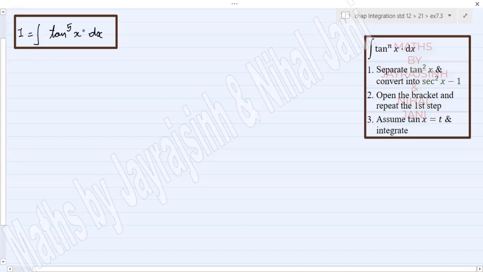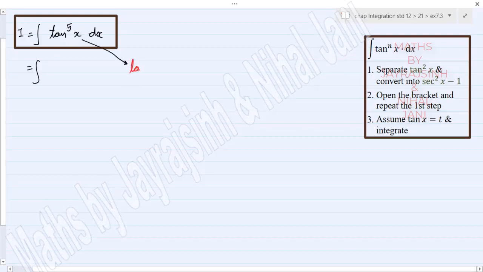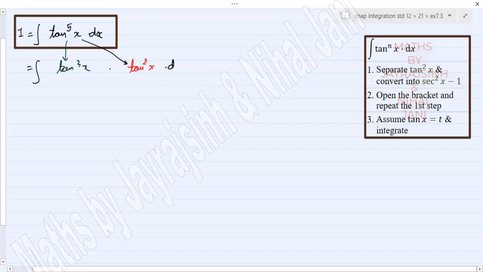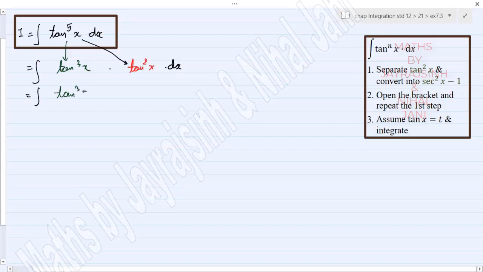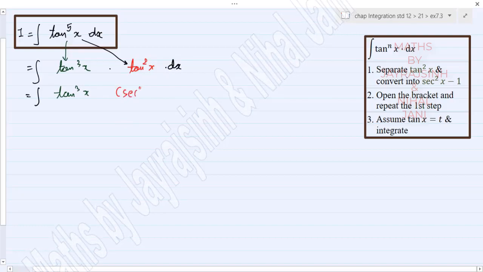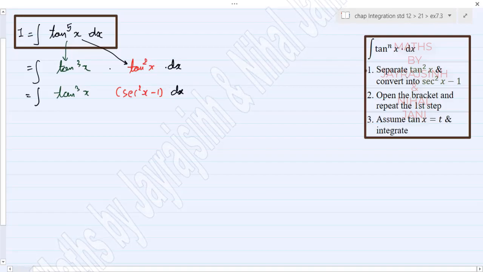Here we have to integrate tan x raised to 5, which is in the form of tan x raised to n. So first of all, let's split this tan x raised to 5 into tan cube x into tan square x dot dx. Now this tan cube x will be as it is. We have to convert tan square x in terms of sec square x minus 1. So here we complete our first step.